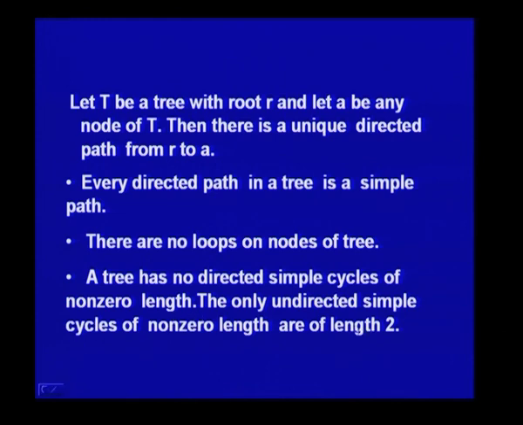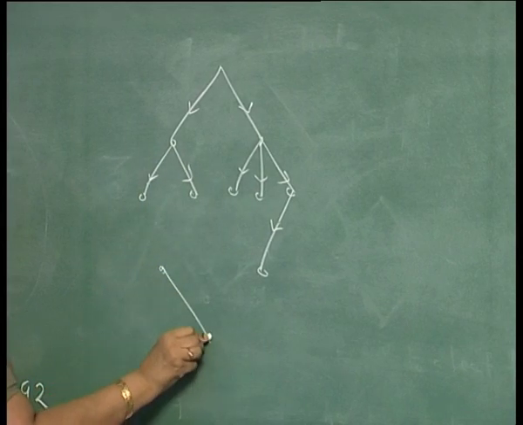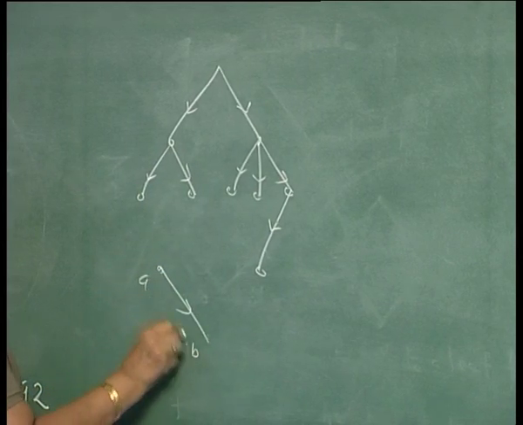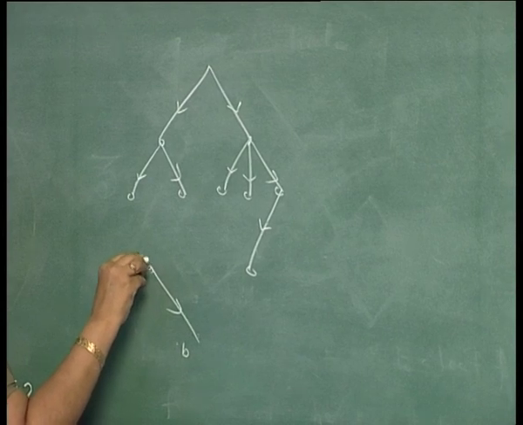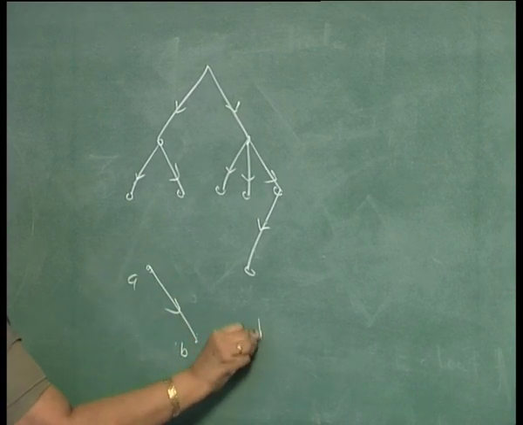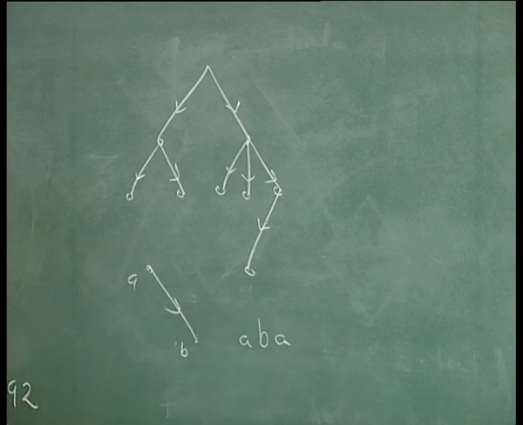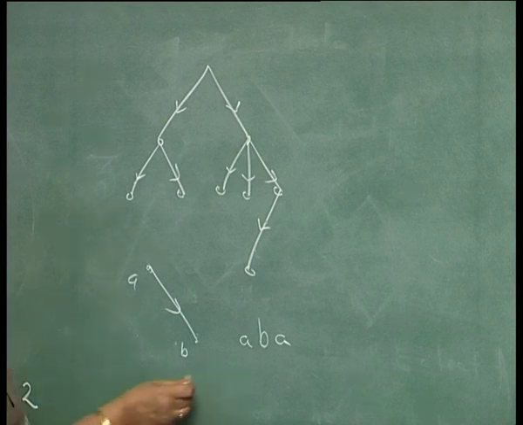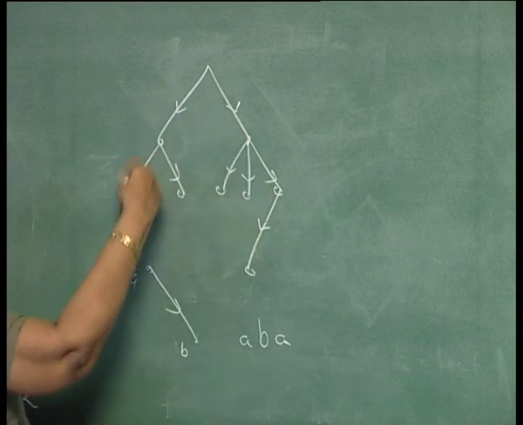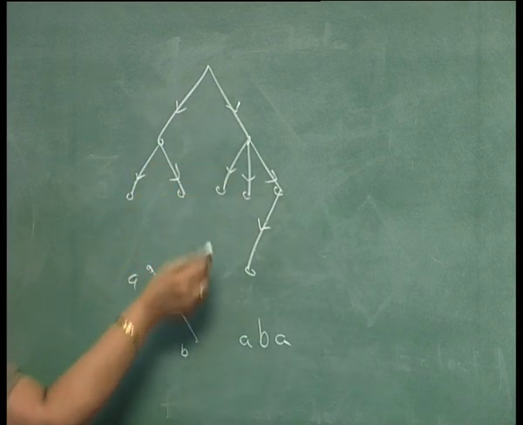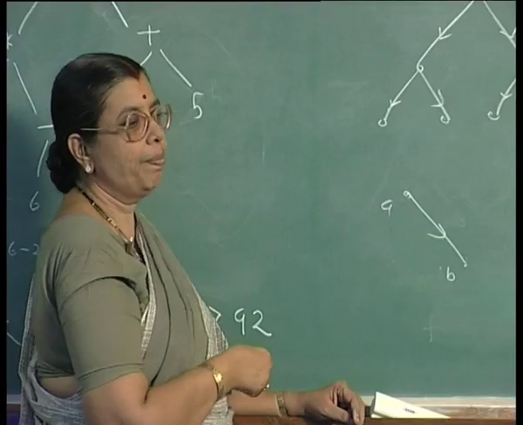That is, between these two, suppose you have some arc like this, AB, you can look at it as an undirected cycle ABA. That is what is said by this. This is not a major point. The point is there are no cycles here, there are no self loops, and every path is a simple path.